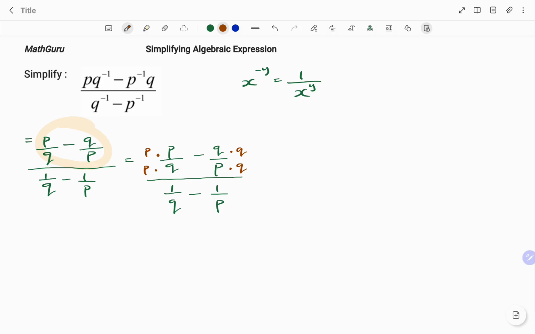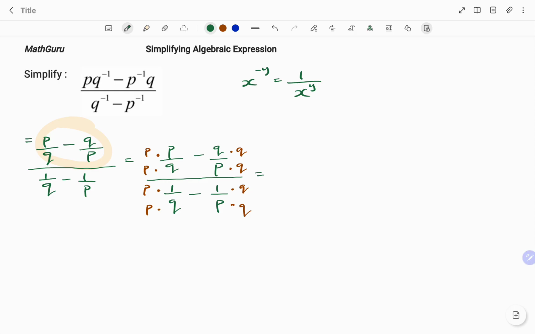If I go to my denominator, the LCD is qp, so I'm going to do the same. In order to make the denominator the same, what I will do here is to multiply by p. I'm going to do the same at the bottom. And for my 1 over p, I multiply that by q. And whatever you do at the top, you do at the bottom.